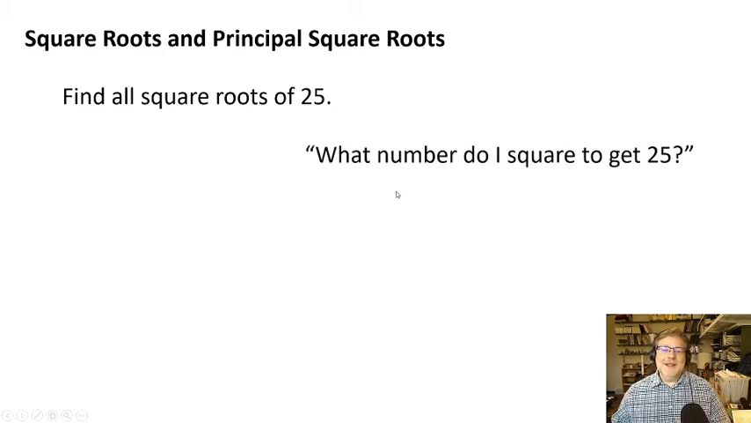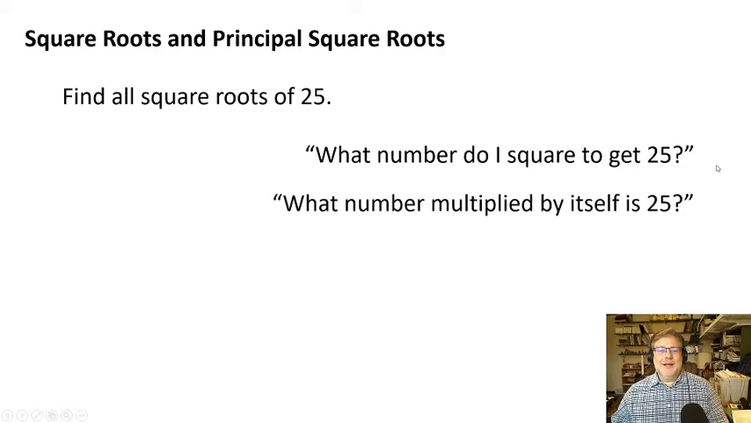More specifically, the question that we ask with square roots is, what number do I square to get 25? And you might be thinking, yes, of course, 5 squared is 25. What number multiplied by itself is 25? That's another way of saying it. It is true that 5 is an answer, but it's also true that negative 5 is an answer here. A negative times a negative is a positive. Negative 5 times negative 5, that's also equal to 25.